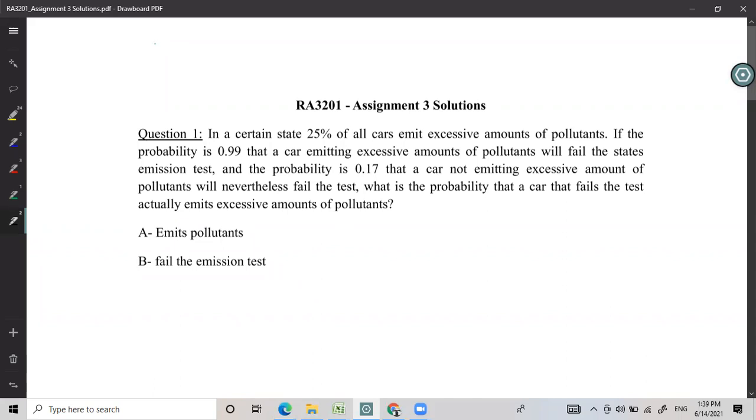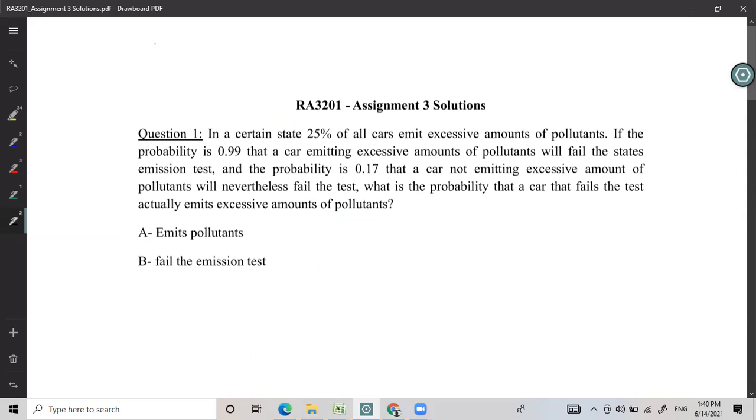It says if the probability is 0.99 that a car emitting excessive amount of pollutants will fail the test. So there you have the conditional probability. What is the condition? If the probability is 0.99 that a car emitting excessive amounts of pollutants will fail the state emission test, and the probability is 0.17 that a car not emitting amount will nevertheless fail the test. So you have passing or failing. Okay. So you can have failing the test knowing that it is actually a vehicle emitting excessive amount of pollutants, or passing or failing the test knowing that the car does not actually emit the pollutants.